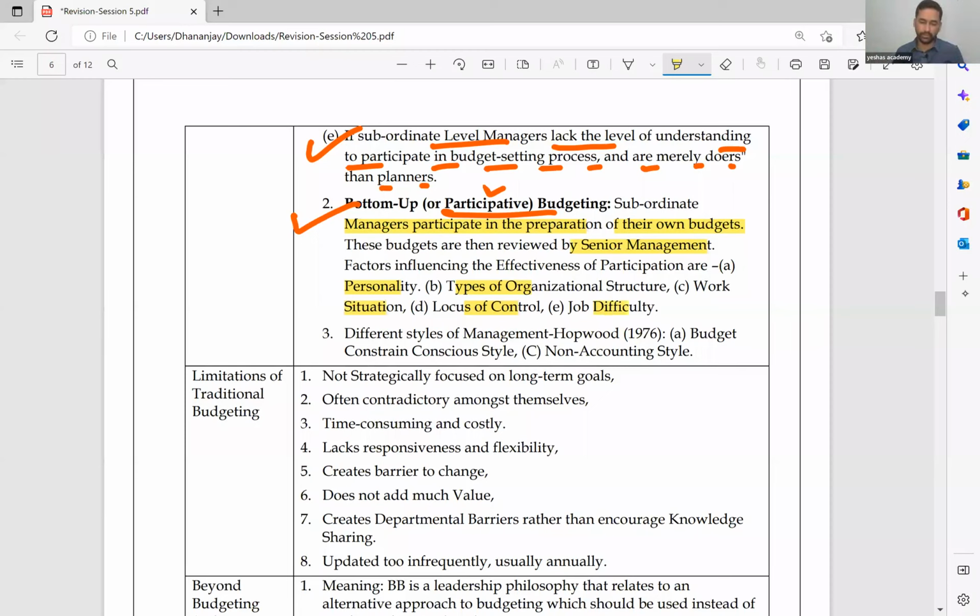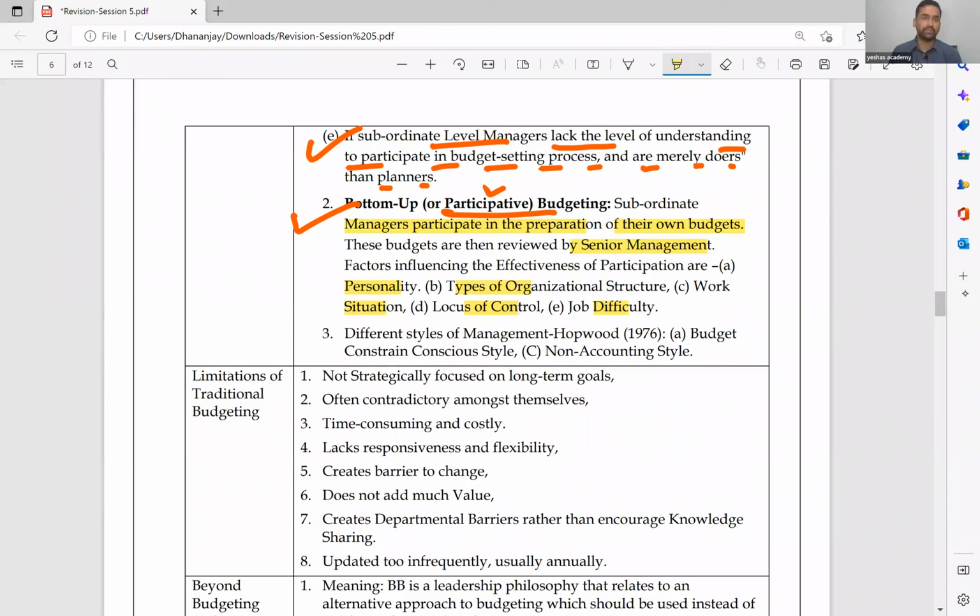Understand the biggest problem. If you ask the subordinate managers to set the target for themselves, they will always make it easily achievable. They will make it in a manner that is convenient to them. And they will look at only their objective, their department, their performance. They will not look at the company as a whole.